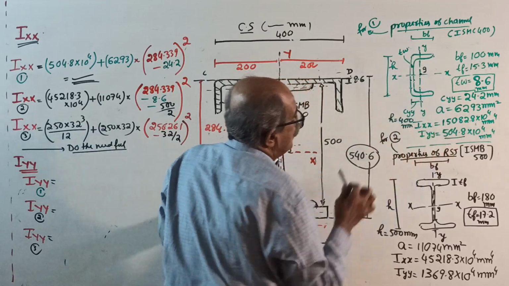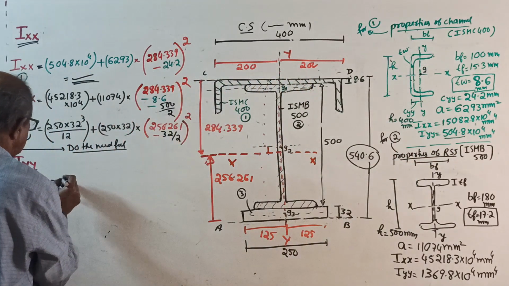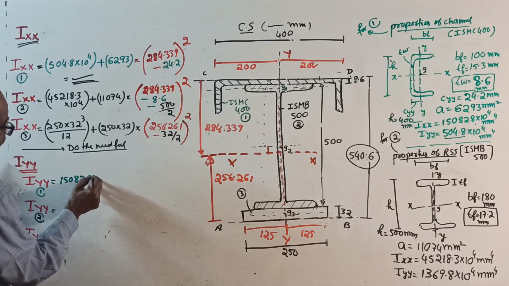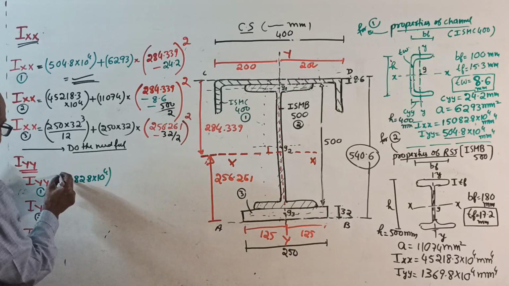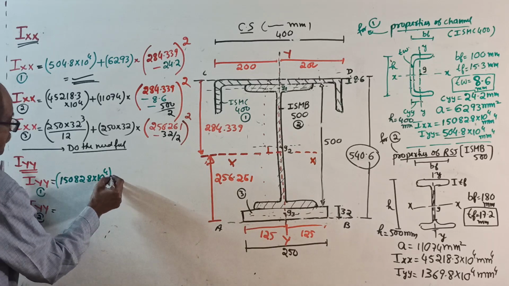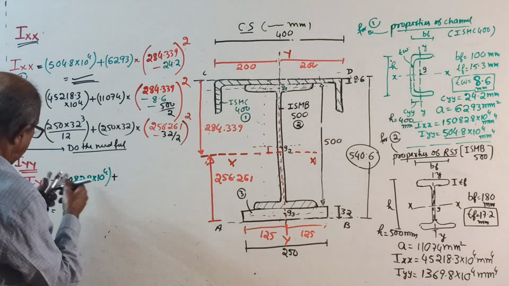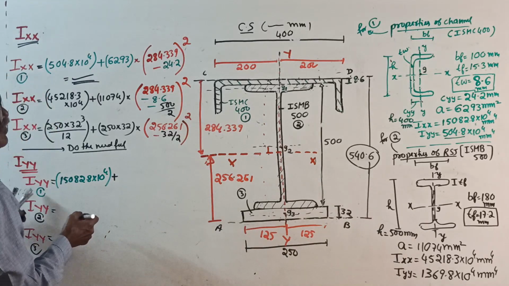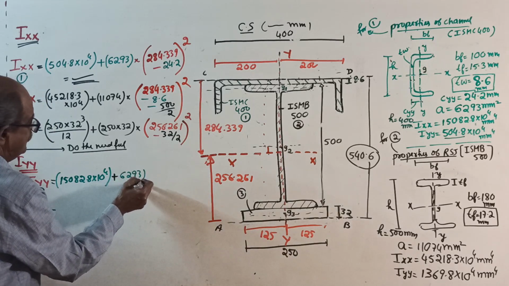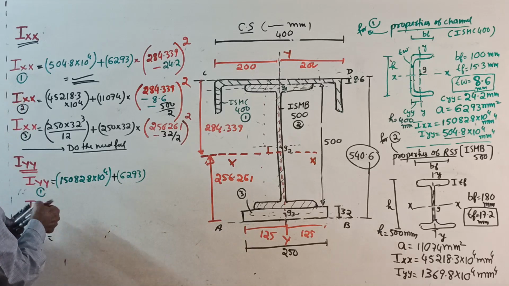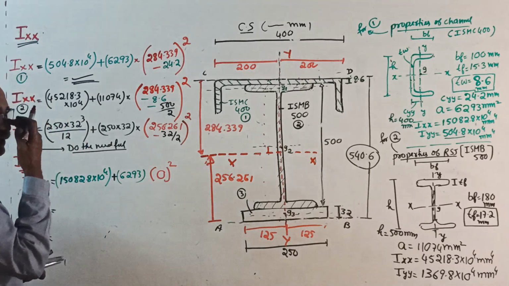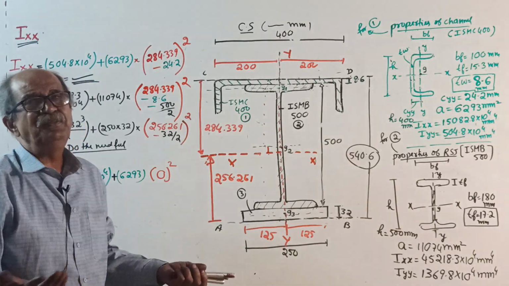How much? 15082.8 is IG, 15082.8 into 10 to the power 4 is IG, plus area. Where is the area? Green only, green area. 6293 is the area, 6293 is the area into how much? Into 0 square. If someone gets doubt why 0 square means, again same thing I will tell.